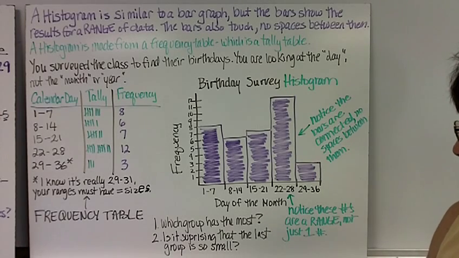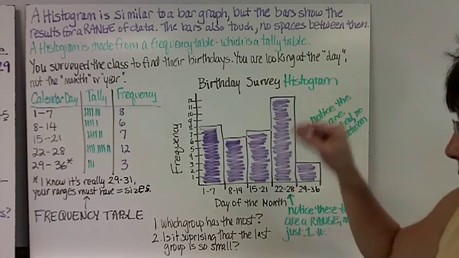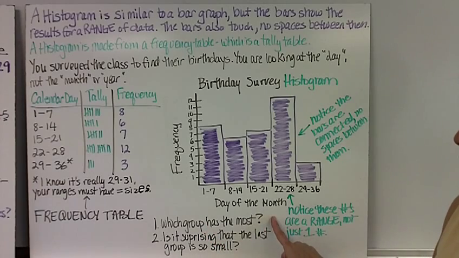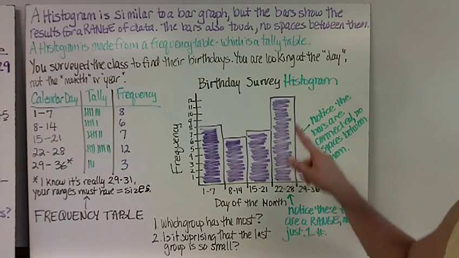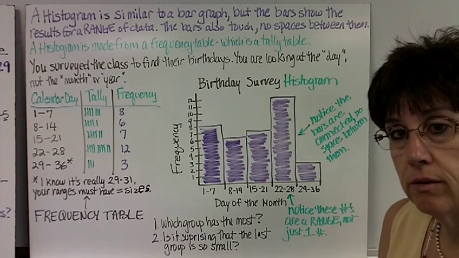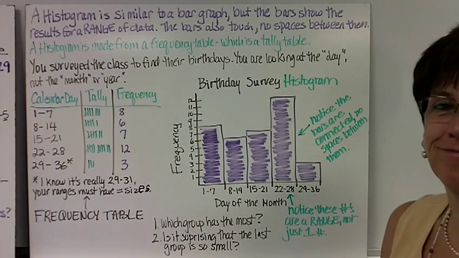So, notice also how these numbers have a range. Okay, we're not just doing how many people on the 1st, how many people on the 2nd, how many people on the 3rd. So, which group has the most? It's really easy to see, this one. And is it surprising that the last group is so little? Well, no, because really there's only 3 days in it, huh? Okay, that's it.